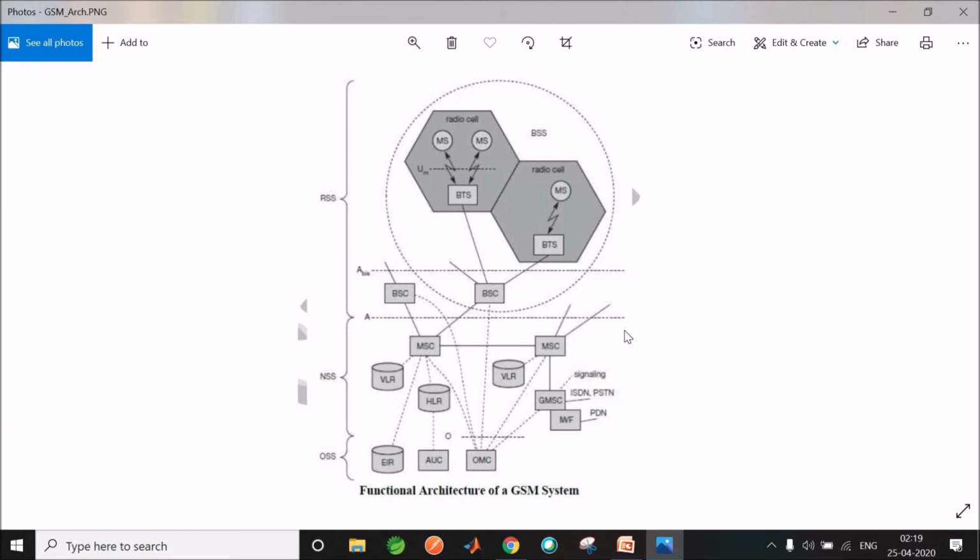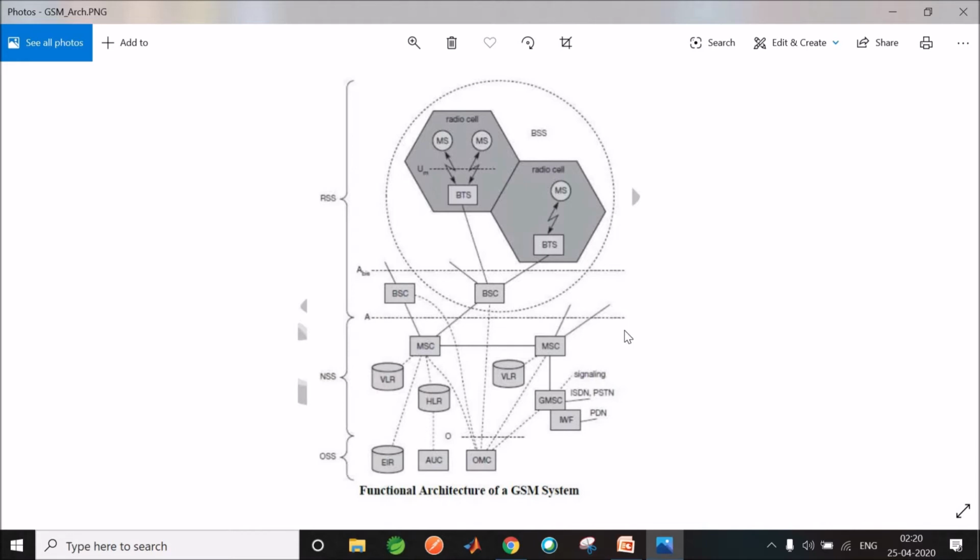So here, as we can see, the architecture consists of three broader systems, the RSS, NSS and OSS. And here we are going to discuss how a mobile device is communicating with another mobile device. What is the backend process? What is happening behind the scenes? How is the call made and what are the components that come into play in achieving this?